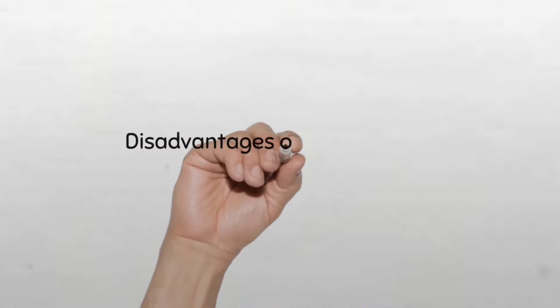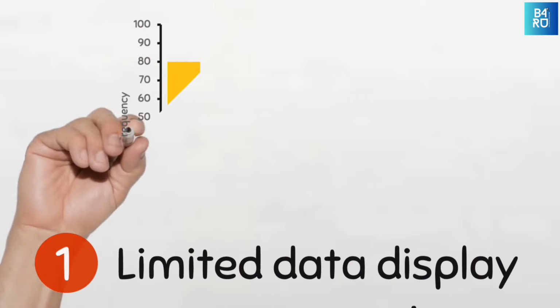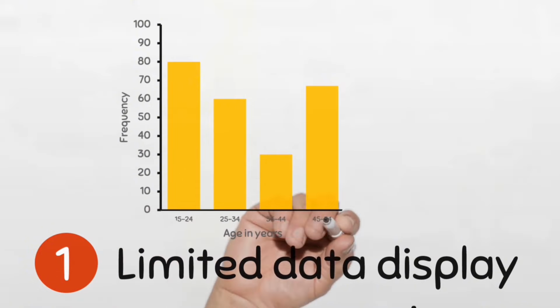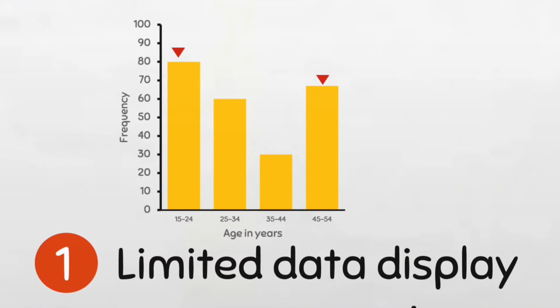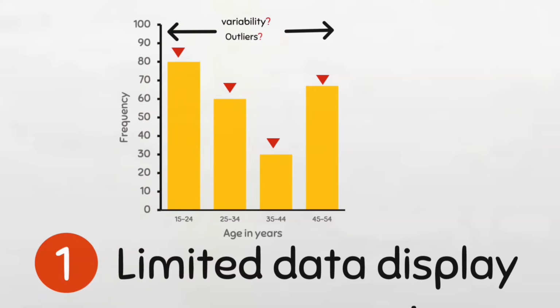Though bar charts are great for many tasks, they do have some downsides to consider. The first is their limited ability for data display. Bar charts focus primarily on showing the magnitude of different categories of a single variable. They do not effectively represent the underlying data distribution, outliers, or variability within a category. This can be misleading if the data within a category is spread out.